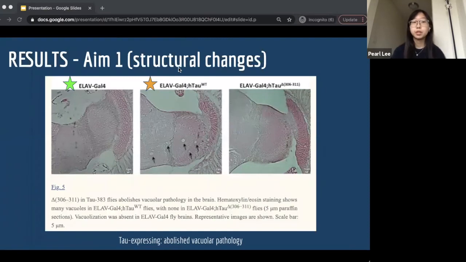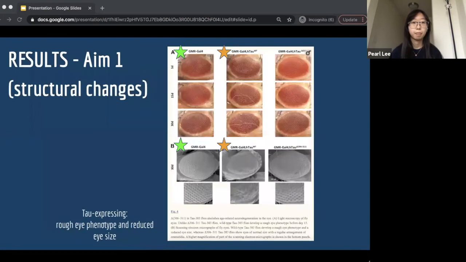So for our results on aim 1, which focuses on the structural changes, experimental results show that the Tau expressing flies exhibit vacuolar pathology in the brain, leaving holes in the structure, while the Tau-free fly brain remains complete. The structural changes also occurred in the retina. The Tau expressing flies develop a rough eye phenotype and reduced eye size, while the Tau-free fly retina remains healthy. These results suggest the potential that Tau and APP cause structural degeneration that we could examine.